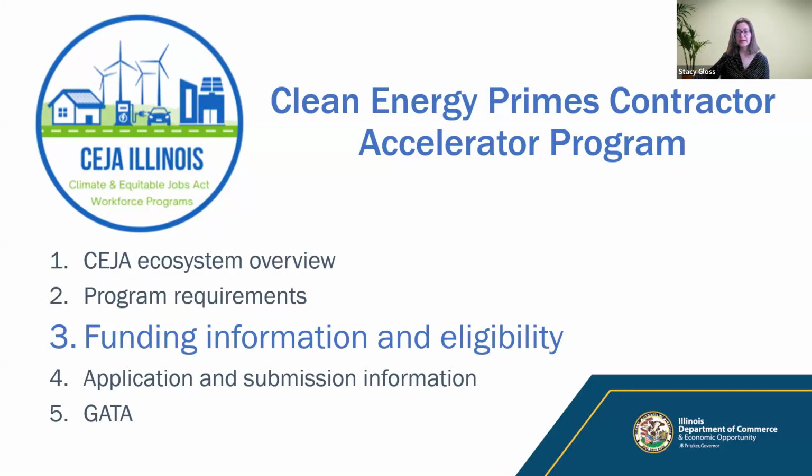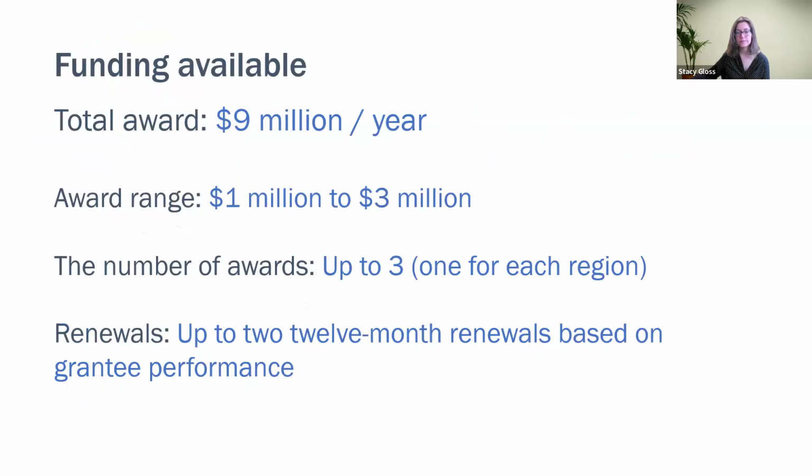Now we turn to funding information and applicant eligibility. This grant program is utilizing state funds from the Energy Transition Assistance Fund appropriated by the Illinois General Assembly. The total amount of funding expected to be awarded is up to $9 million per year, and the award range is $1 million to $3 million per grantee.